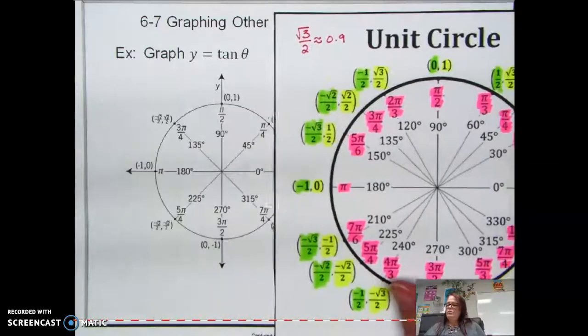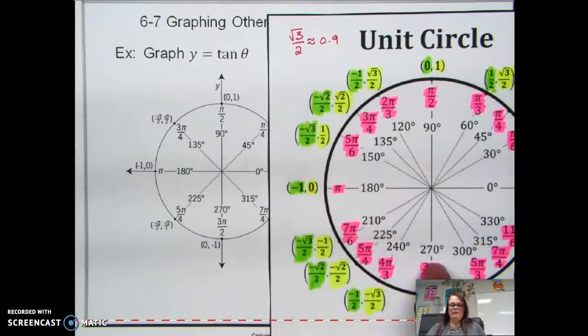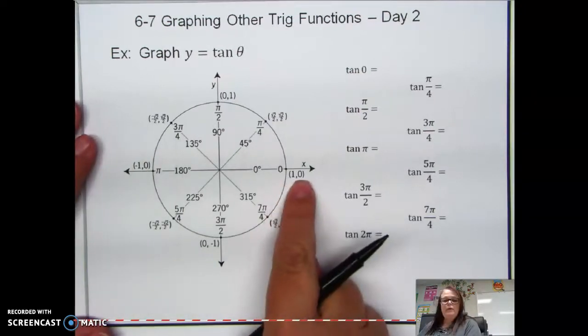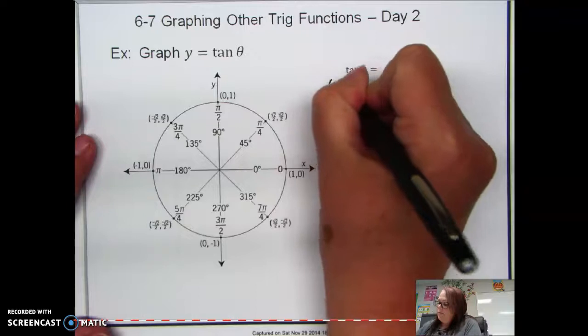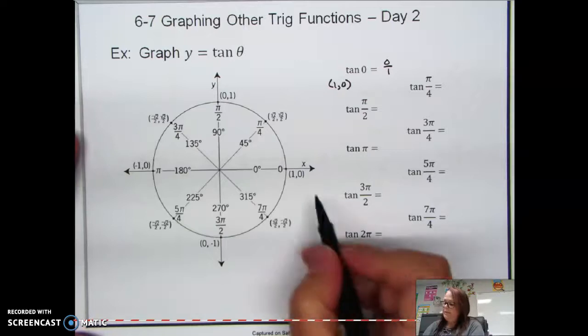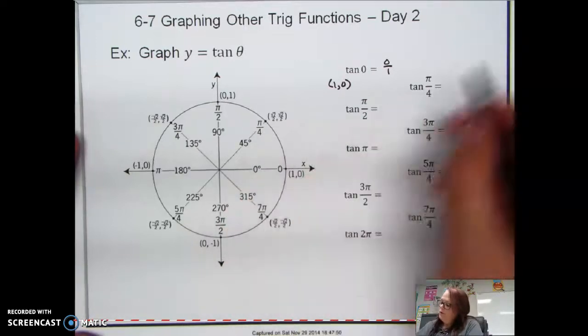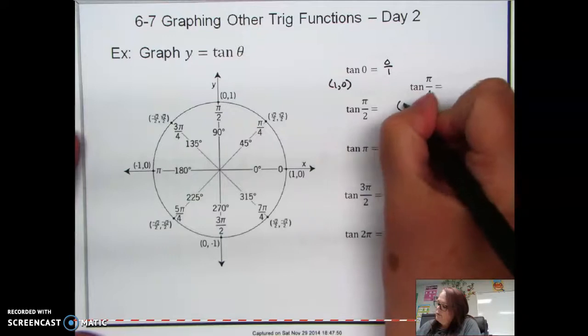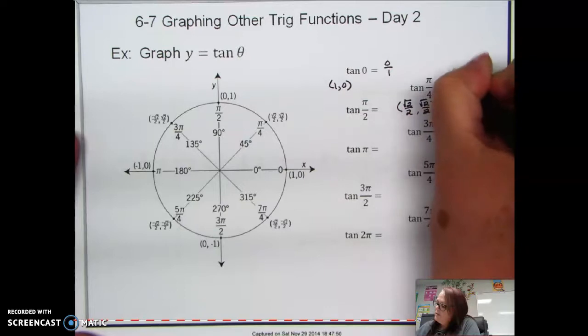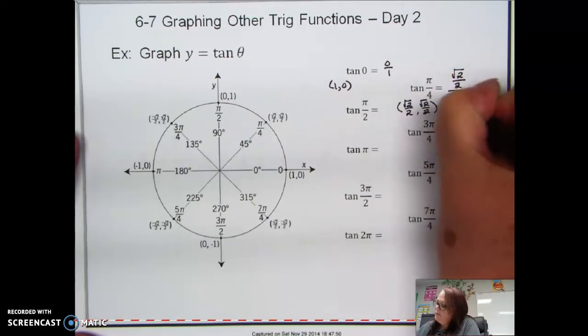And so remember, on this unit circle, the yellow values are the y values, the green values are the x values, and the answers for tangent are going to be y over x. So in the case of tangent of 0, my x value is 1 and my y value is 0. And so that's going to be 0 over 1. So I'm just going to mark all these for right now. So then at pi over 4, we're going to get an x value of root 2 over 2 and a y value of root 2 over 2. And so that's going to give me root 2 over 2 divided by root 2 over 2.